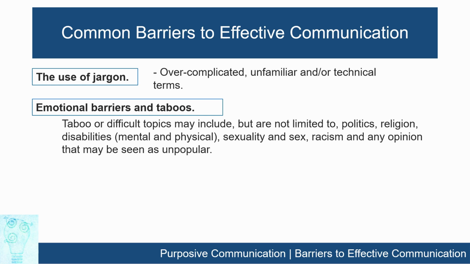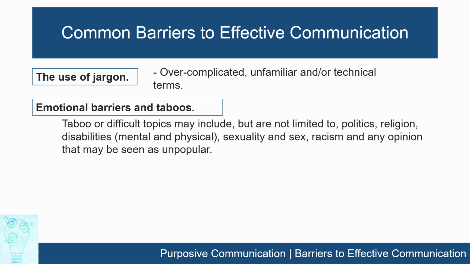Okay. Another barrier is emotional barrier and taboos. When you say emotional barrier, some people may find it difficult to express their emotions. Like you want to say something to someone, but you cannot because you cannot contain your emotions. Like if you say that to someone, you'll cry. So you just do not say it. That is an example of an emotional barrier.